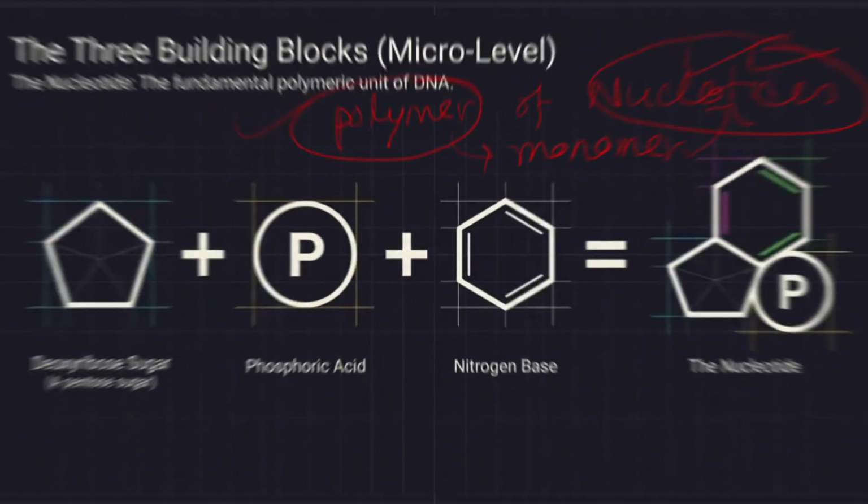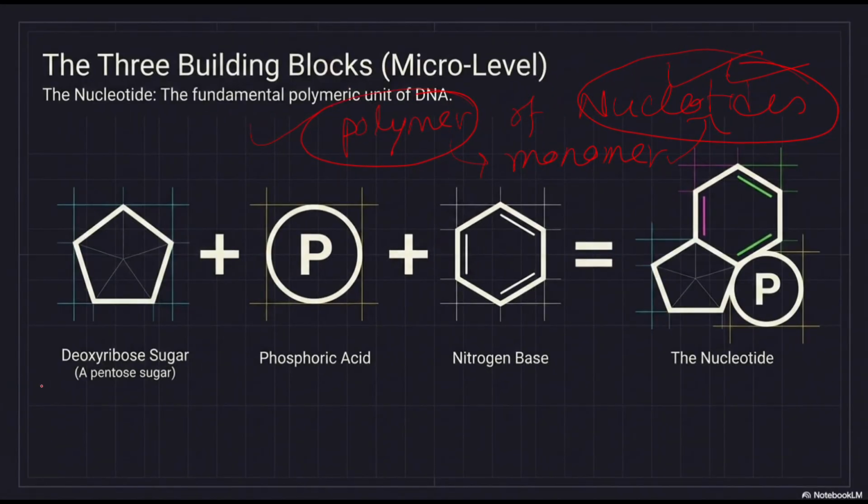Made up of what? The nucleotide is made up of a pentose sugar. In case of DNA, it is deoxyribose sugar, phosphoric acid, and nitrogen base. The nitrogen base is further divided into two types, purines and pyrimidines. And this pentose sugar, phosphoric acid, nitrogen base together make what? The nucleotide. If I say the structure of a pentose sugar, then the pentose sugar has 5 carbon atoms. This is the 1 carbon atom, 2, 3, 4, and here is the 5.